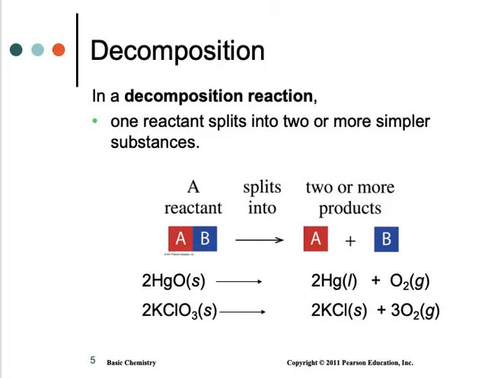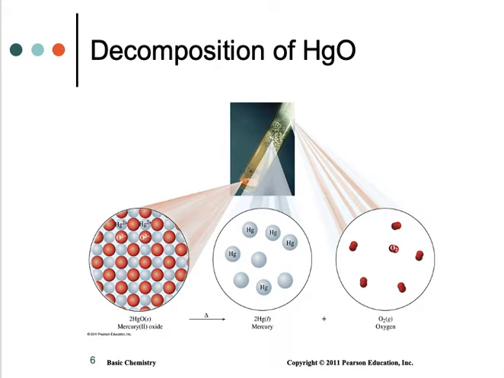Okay, so here's an example. This is mercury 2 oxide. Okay, mercury 2 oxide, where it's a combination. So it's actually a chemical compound of mercury 2 ion plus oxygen anion together, and it breaks apart into mercury metal and oxygen gas.